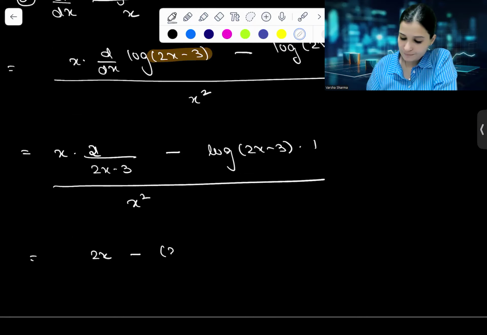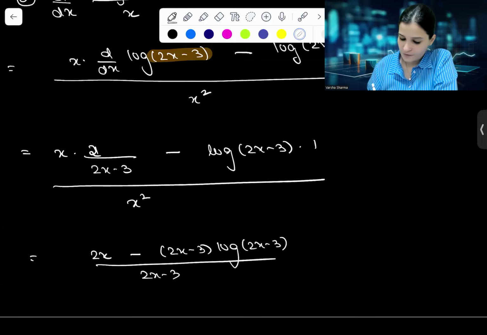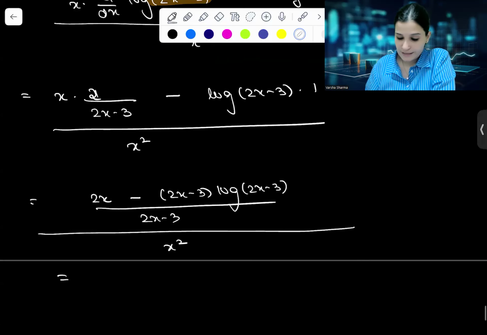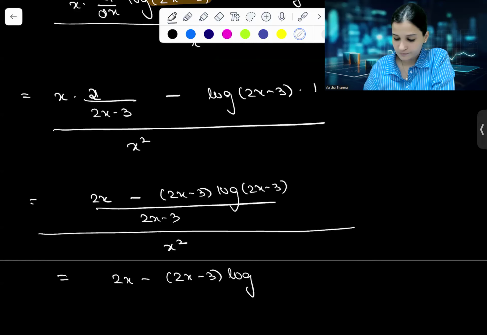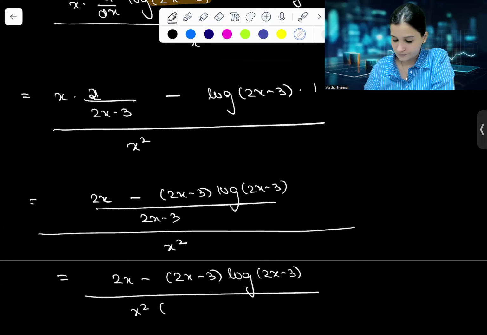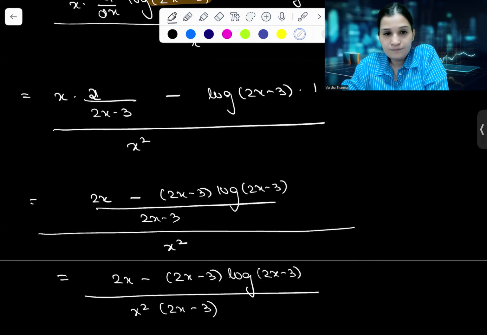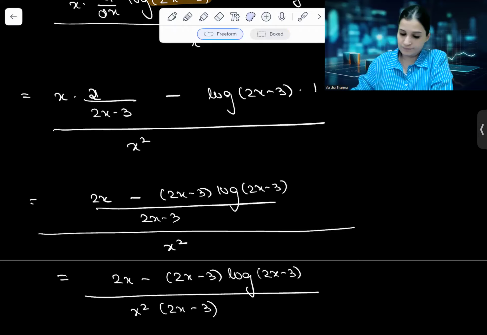Taking the LCM of 2x, the whole thing is divided by x square. So this 2x minus 3 comes to the denominator. Clear? Yes, ma'am. All of you clear? Yes, ma'am.